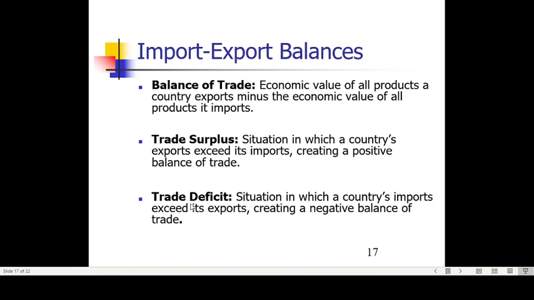Pag meron naman tayong trade deficit, it is the situation wherein the country's import exceeds its export, creating a negative balance of trade. At dito po mapapasok yung trade deficit, yung pagkukulang. Pag sumobra ang import, deficit siya. Pag sumobra naman ang export, surplus siya.